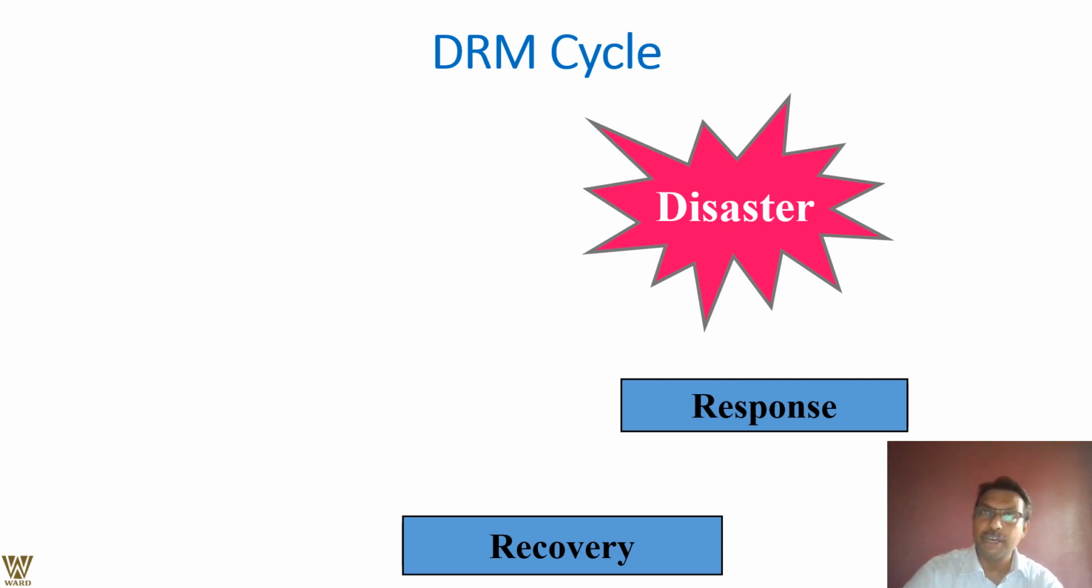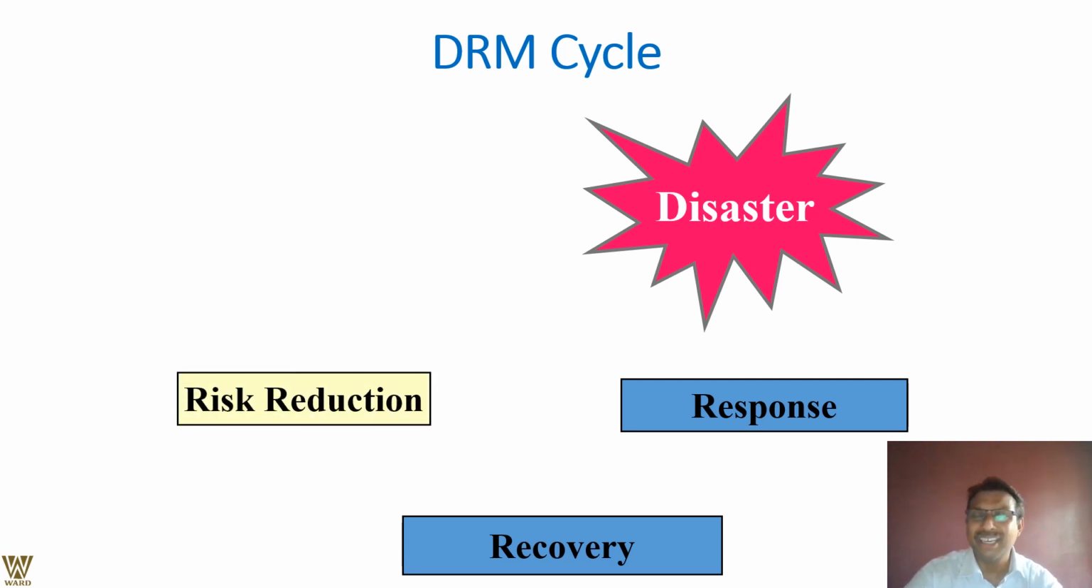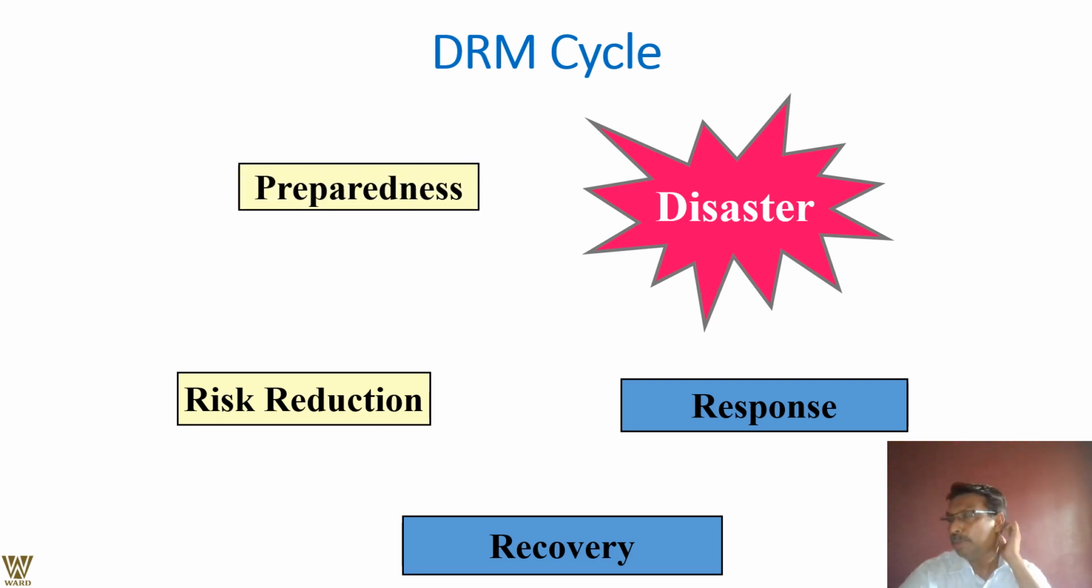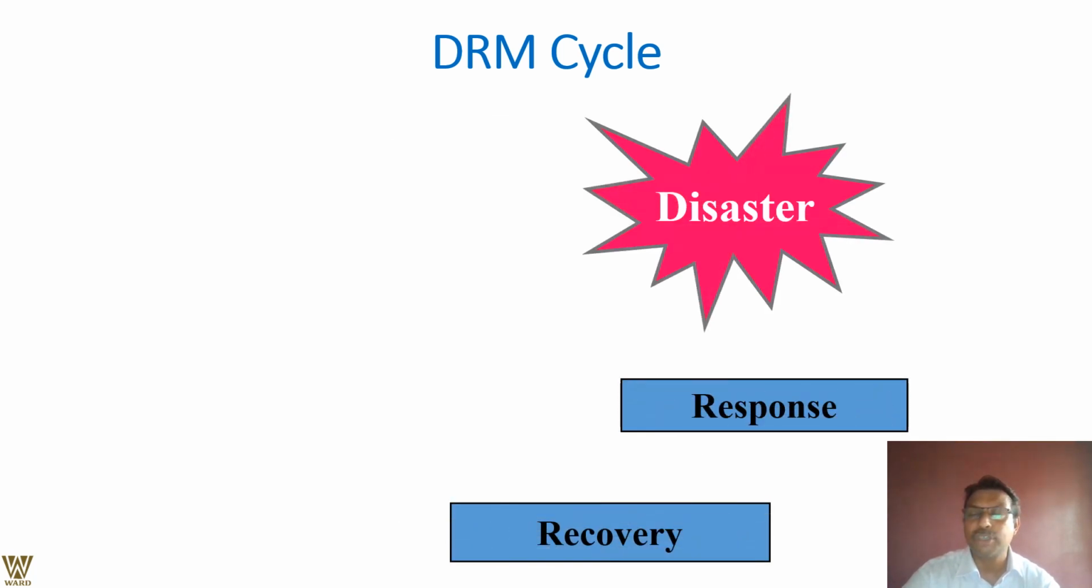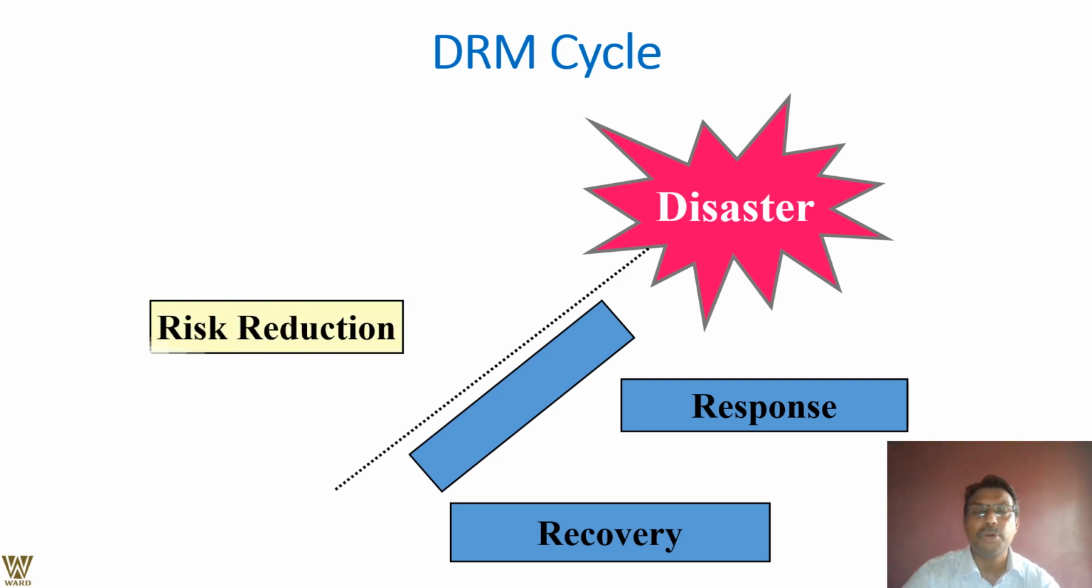Once you have started responding, then post the event, the question is, can you bring your life back to normalcy? And that is what recovery is all about. Yes, the whole concept of this disaster management plan is to manage risk reduction and prepare ourselves for a future where certain unwarranted events might take place. So yes, this is what the disaster risk management cycle is all about. It is all about your response, your recovery, your risk reduction and preparedness.